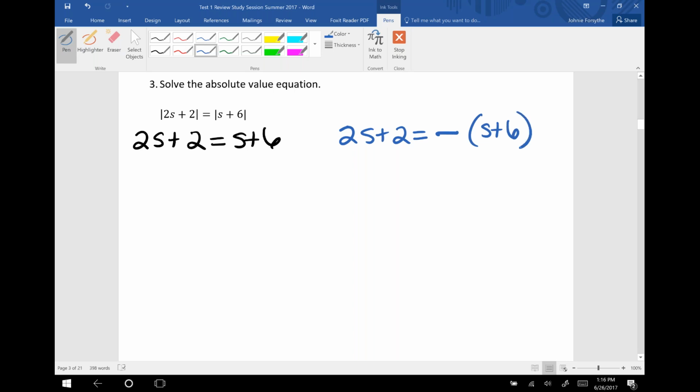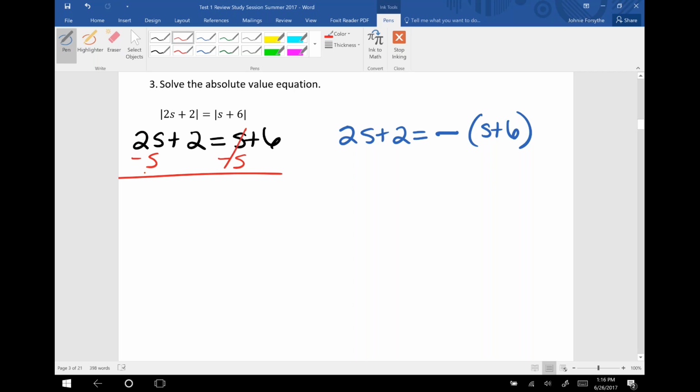So again, the first one, just drop the absolute value symbols and rewrite it. The second one, the left side stays the same, but we take the opposite of the right side, or just negate the right side. So on the left, we're going to just start solving it. So 2s plus 2 equals s plus 6. We want to get our s's on one side and the constants on the other side. So I'm going to subtract s from both sides because I want to move this s to the left.